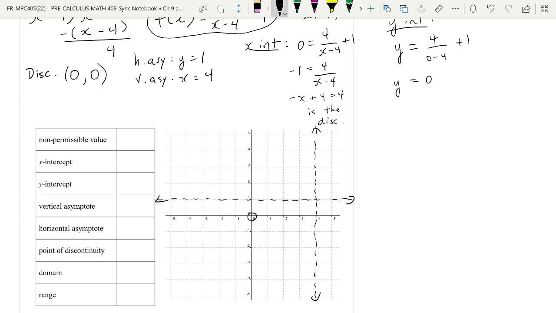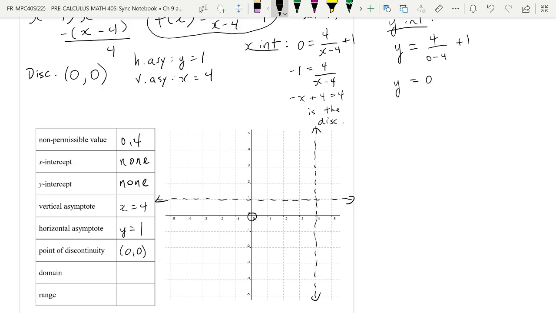And that's about it. So let's fill in our chart. Our non-permissible values are 0 and 4. Our x-intercept, well, we don't really have one because it's a hole. So I'll say I don't have one. Same thing with the y-intercept. My vertical asymptote is x equals 4. My horizontal asymptote is y equals 1. My point of discontinuity is 0, 0.